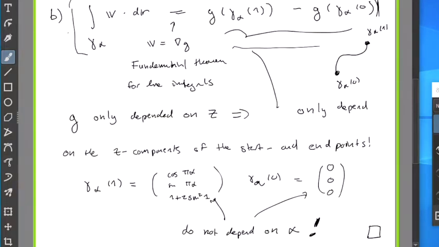Exactly. This theorem only holds true for conservative vector fields. I mean, it would be pointless to write it down if v was not conservative, because then we wouldn't have a potential. Exactly. Everything here depends very much on v being conservative.